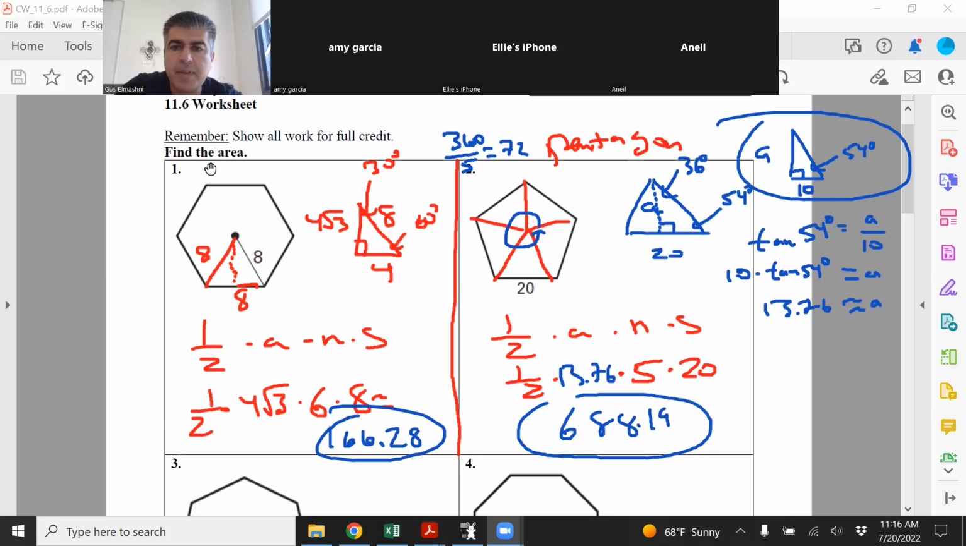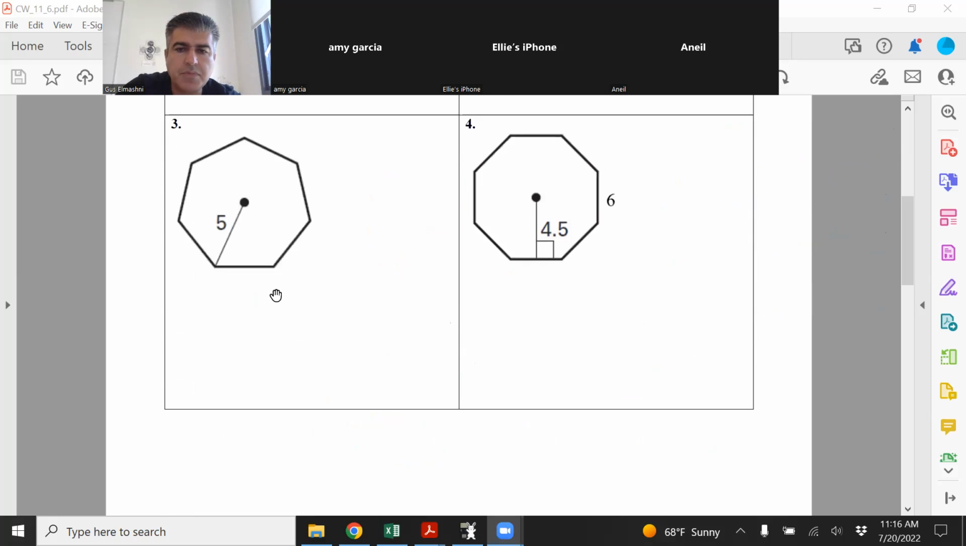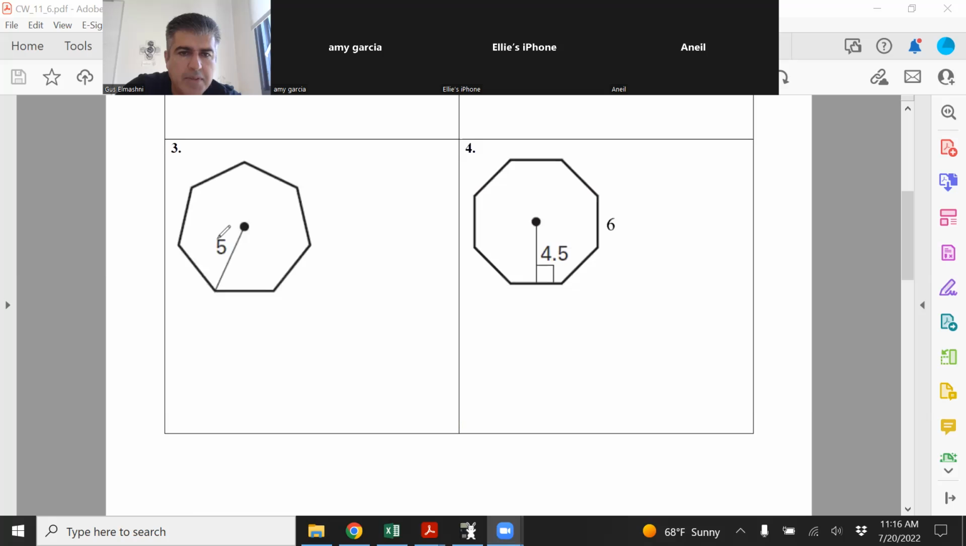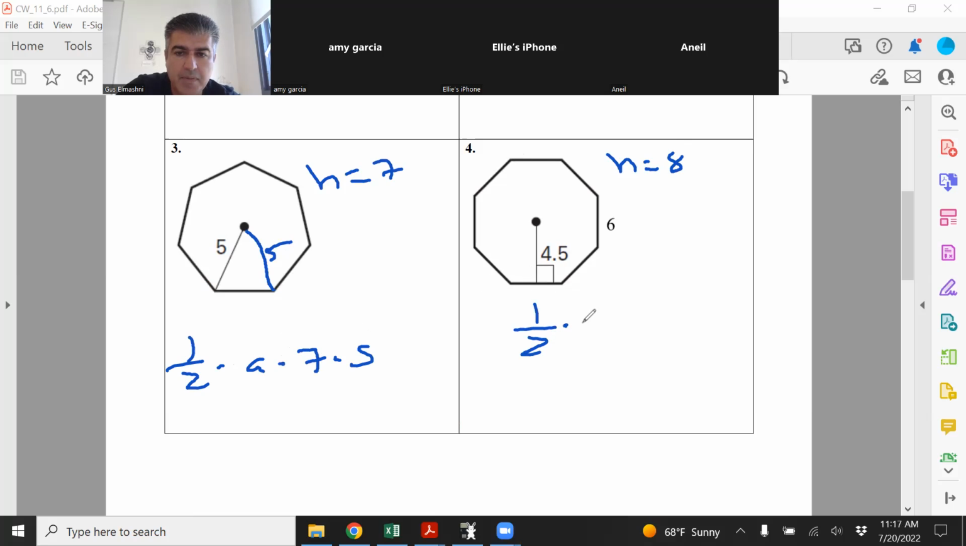Okay. Some more here. How many sides? It's got 7 sides. So 1/2 times A times 7 times that. So I don't know the length of each side. Here's an octagon. Actually, I do know the apothem. I do know the number of sides, and I do know the length of each side. So that was actually pretty nice.